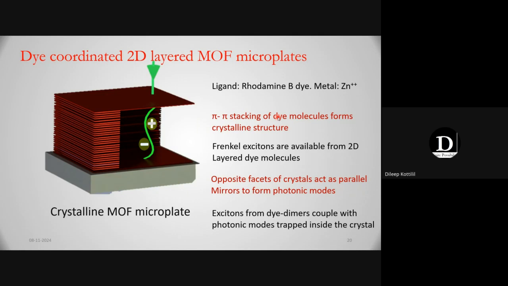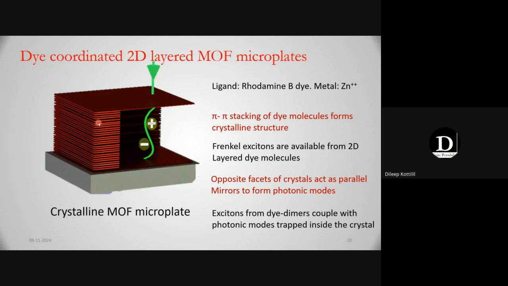So basically what he got was a stack of 2D layers. You can see a schematic of such a crystal. You can see that there are several layers of rhodamine B molecules, and every layer is connected, or bonded, to each other through pi stacking of these dye molecules. And these are very strong stacking, so that they cannot slide. So these are like very rigid, solid structures.